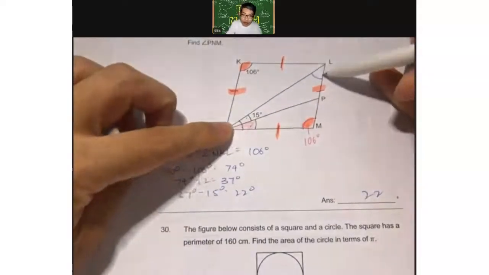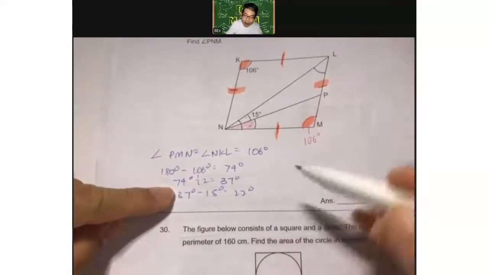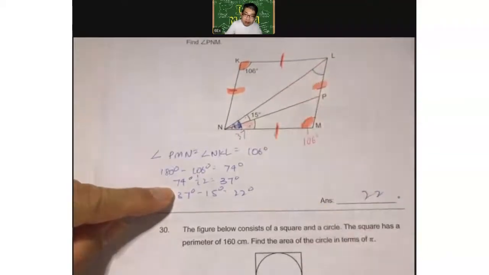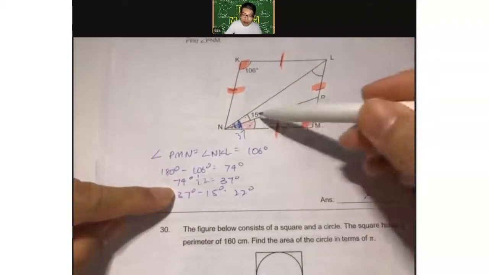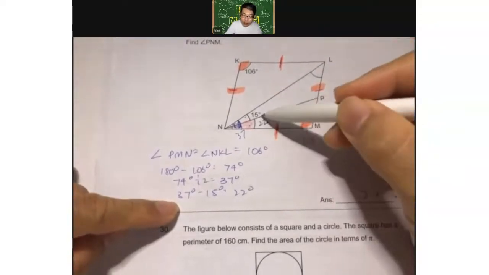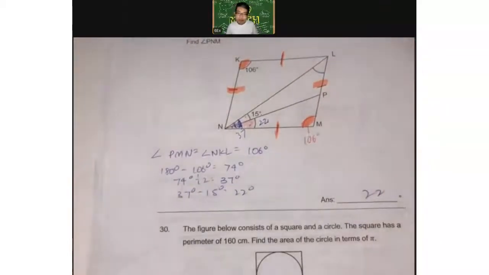These 2 angles is 74. One of them will be, I divide by 2, I get 37. So this angle here, I shade this blue angle, is 37. Take away 15, I get 22. So this is 22. 22 plus 15 is 37. That's to check. So answer is 22.